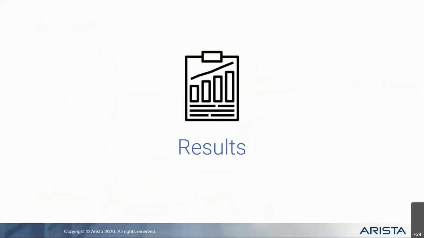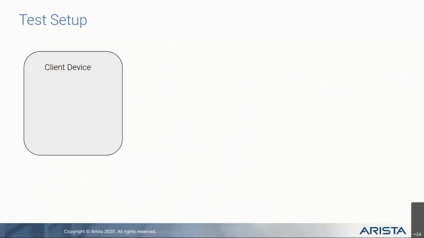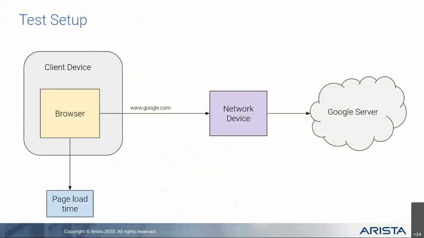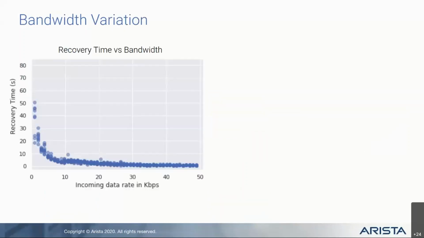Going ahead with the results, we had a very simple test setup where we had a client device with a browser running. That browser made queries to google.com, and the client was connected to one of our access points, which was connected to the server. From the browser, we collected the page load time, and from the access point, we took a packet capture. During the POC, we varied the network conditions, where we changed the bandwidth and induced packet loss using a traffic shaper tool. So the results look something like this.